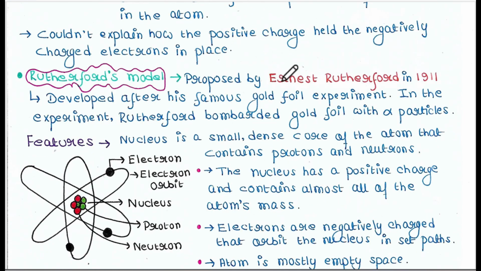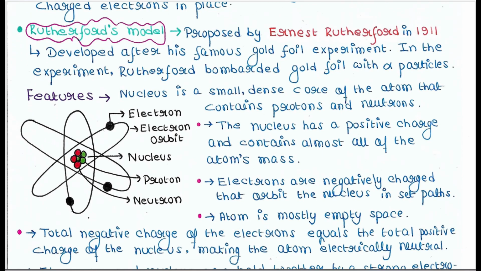This model was proposed by Ernest Rutherford in 1911. This model was developed after his famous gold foil experiment. In the experiment, Rutherford bombarded gold foil with alpha particles. Let's talk about the features of this model.